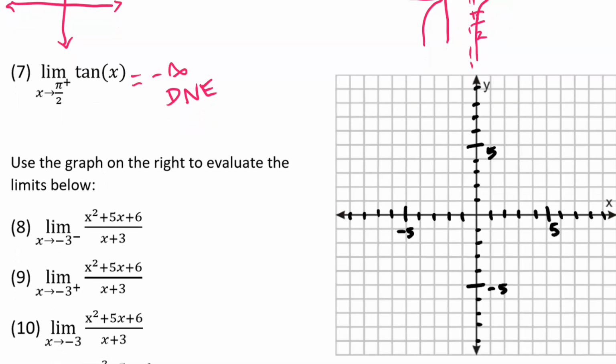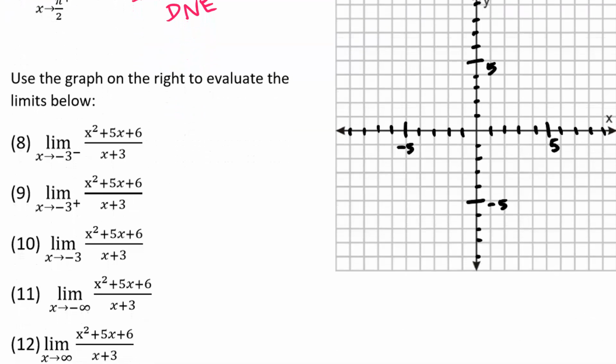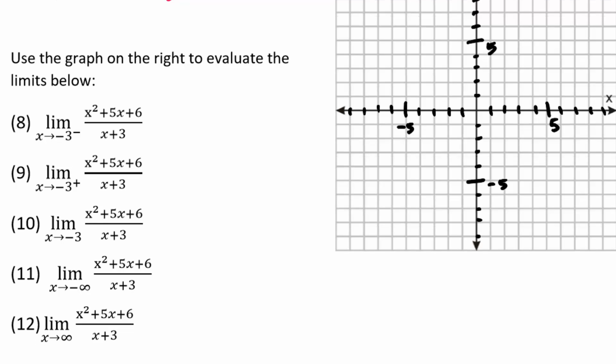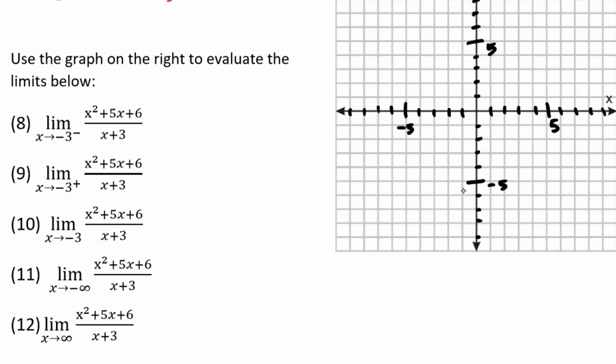All right. Lastly, we've got a graph here. I don't care so much about your ability to graph this, but let's just go over how you do it. We've got a function where if we plugged in -3, we'd get 0 over 0. This is simplifiable, so you can factor it into x plus 3 over x plus 3 times x plus 2.